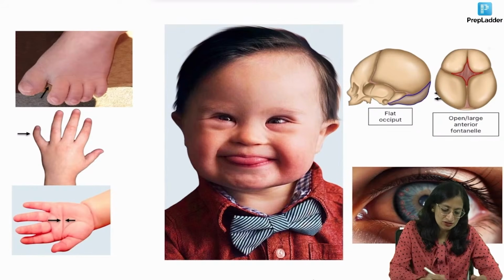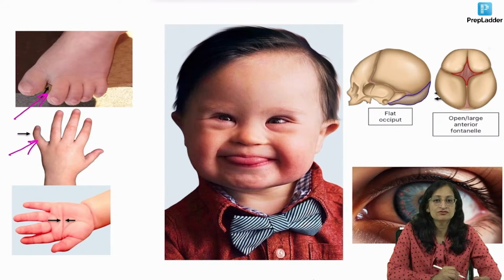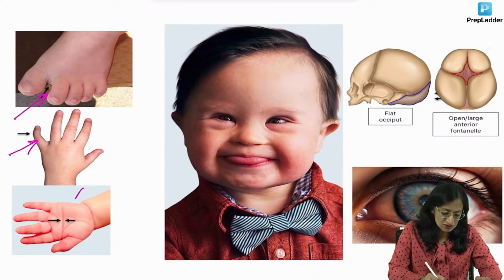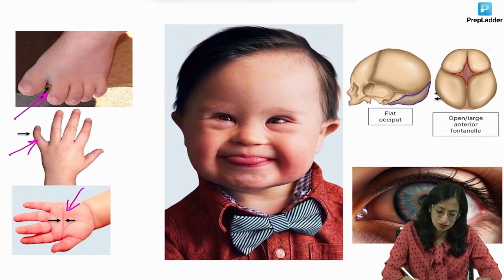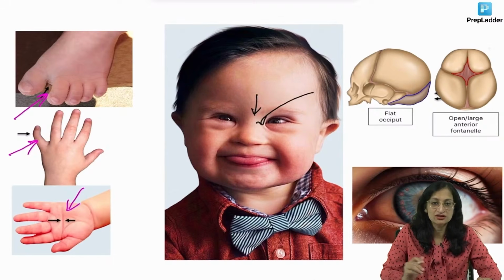Right, so you can see here the sandal gap. What do you see here? Short incurved little finger is called clinodactyly. This is the simian crease, the single transverse palmar crease. You can see the depressed bridge of the nose. You can see the epicanthic fold over the medial canthus and the protruded tongue that is there.